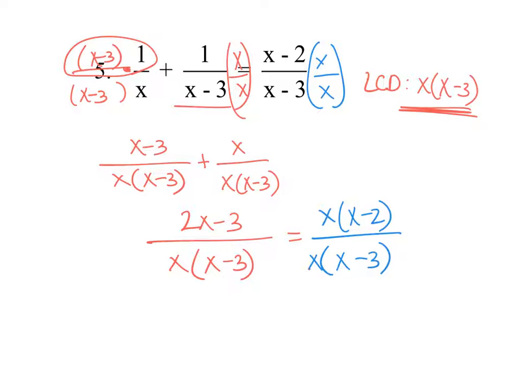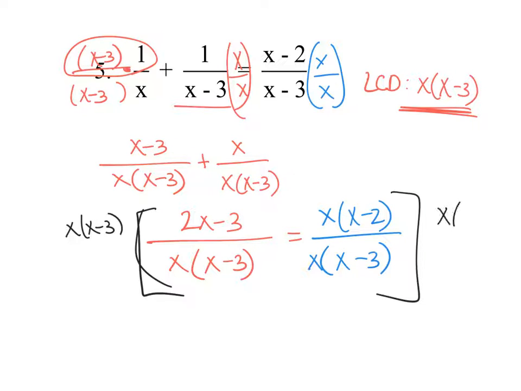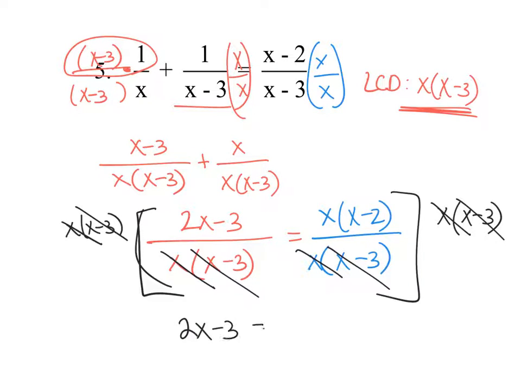Okay, now there's a few approaches you can do to get rid of those denominators. One is multiplying both sides of our equation by that denominator. And you can do this because you're doing it to both sides. If you do it to both sides of an equal sign, it doesn't change the value. What happens here? These cancel. What happens over here? These cancel. And you're left with 2x minus 3 equals x times x minus 2.